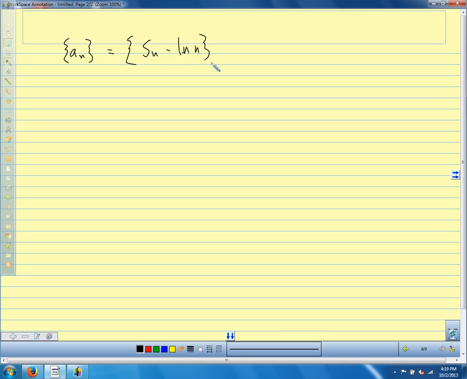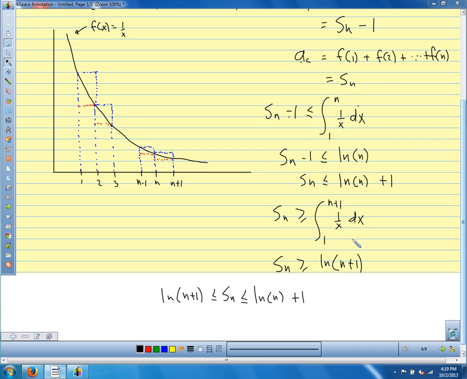And we want to show that this is bounded. So we need to show that there's a lower bound and an upper bound. Well, I'm going to go back to this inequality that we came up with, and I'm just going to manipulate it. We're looking for the terms of our sequence, S of n minus the natural log of n. So I'm going to subtract the natural log of n from each portion of this inequality.